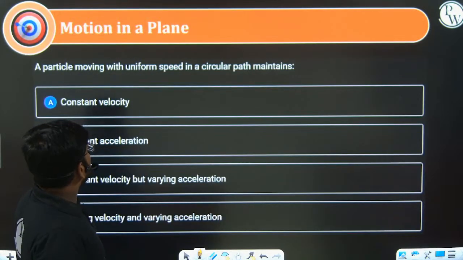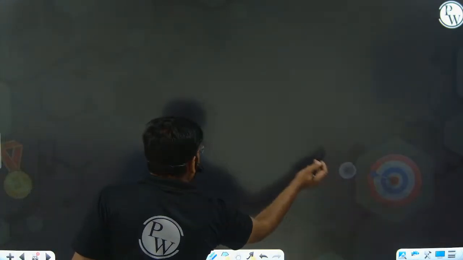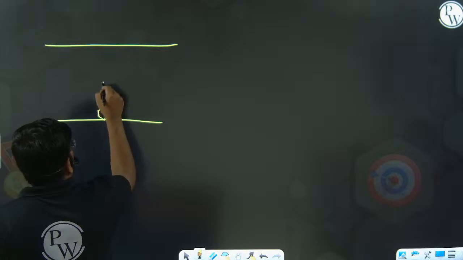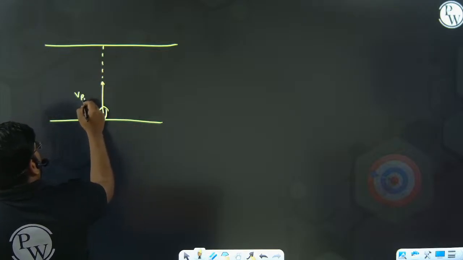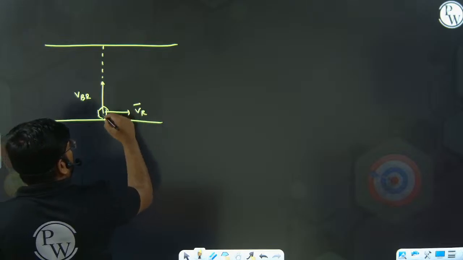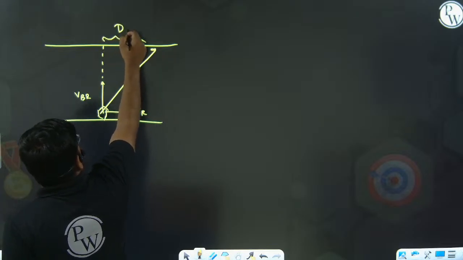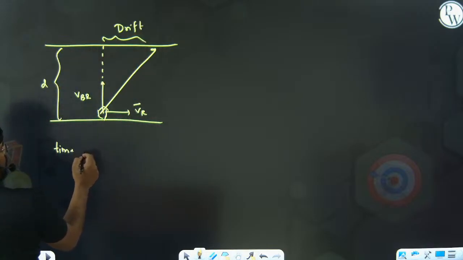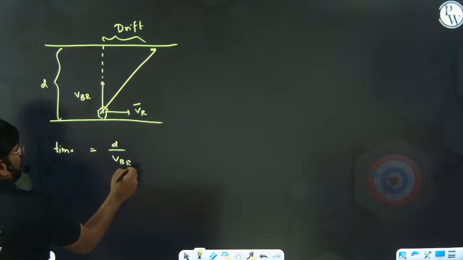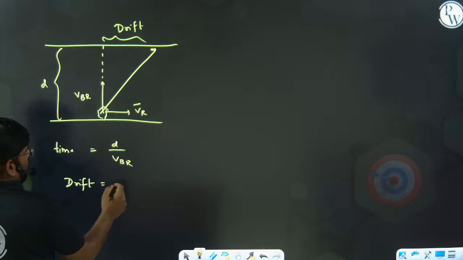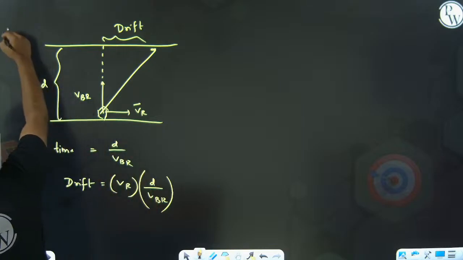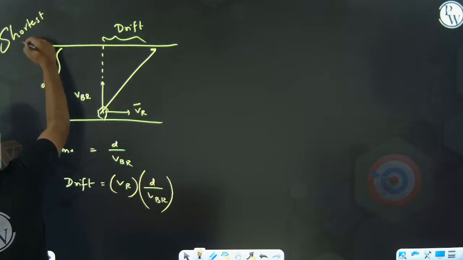If you see the other case, there are only two cases here. If this is a river and this is a boat, how to reach in the shortest time? Travel in this manner. If you travel in this manner, the river will add its velocity and the resultant will be here. This is what we call drift. If the width of the river is d, what is the time taken to cross the river? The time taken is d by VBR. And the drift is the displacement along the x-axis, that is VR into time, d by VBR. This is the case of the shortest time to cross the river.